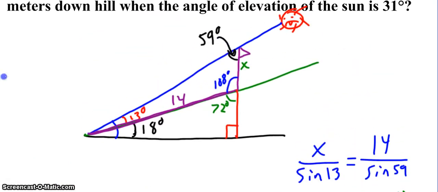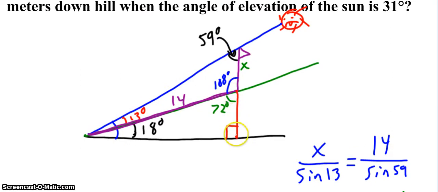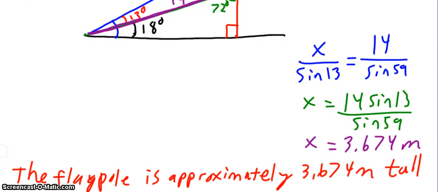But I also added a little bit more to my picture. So if I extend the flagpole through the hill, then I create a right angle down here with the horizontal. So then I know that this angle here has to be 72 degrees because I have a right triangle. Then I know this angle here has to be 108 degrees because those are supplementary angles. And then I know that this angle right here has to be 59 degrees because I know all of the angles in a triangle add up to 180. So then I can do x over the sine of 13 equals 14 over the sine of 59. Boom. Law of sines. Solve for x, I get 3.674 meters, and then of course I always answer the problem in the context of the problem because that's just what I do, and because that's what we're supposed to do.